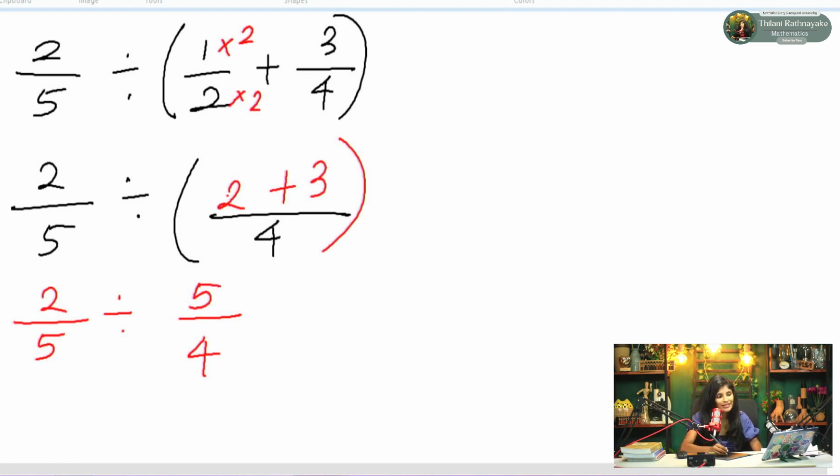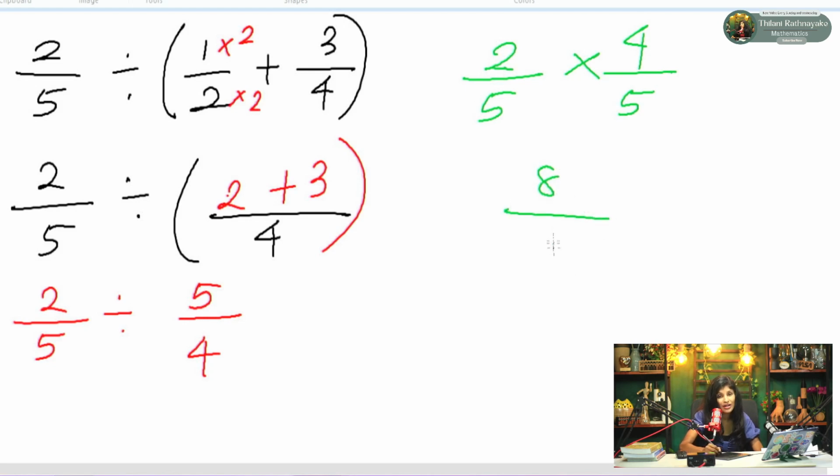Okay. So now we have to do a division. So what are the steps of division? Write the first number in the same order, convert the division into a multiplication, and take the reciprocal of the second number. So 4 over 5. Okay, so 2 times 4 is 8, 5 times 5 is 25. So this is your final answer. That's it.